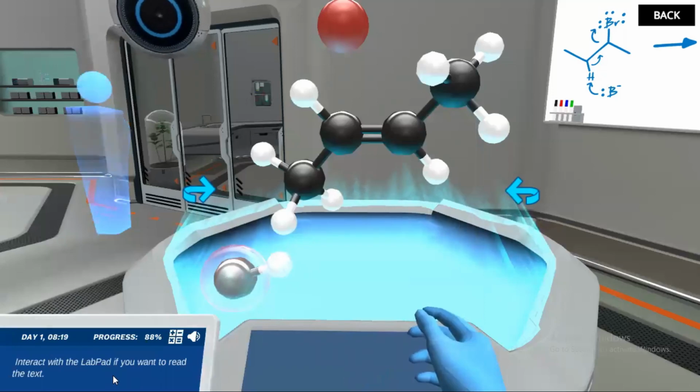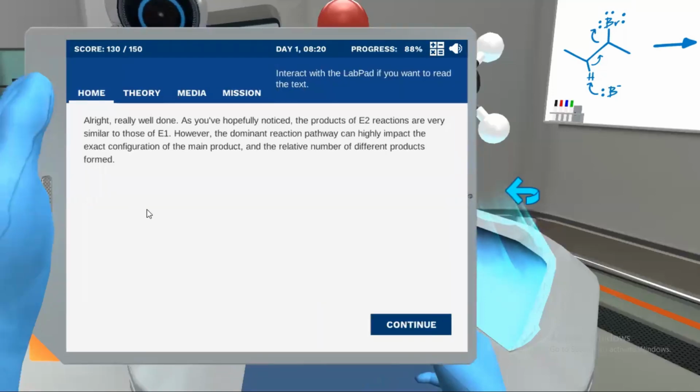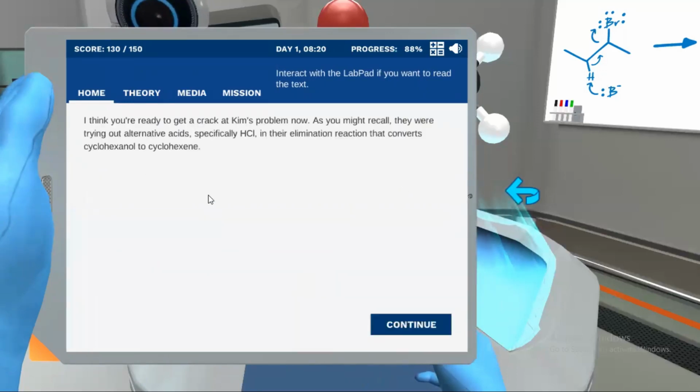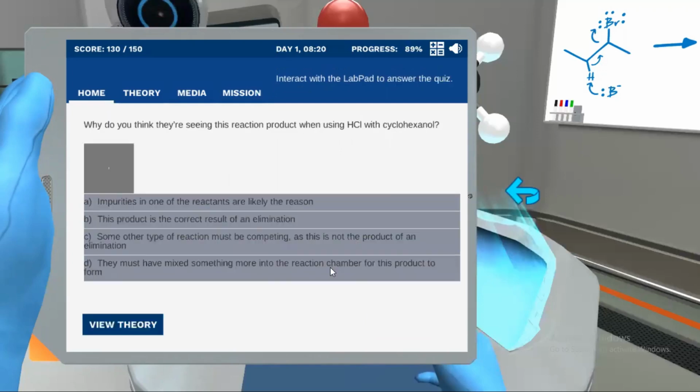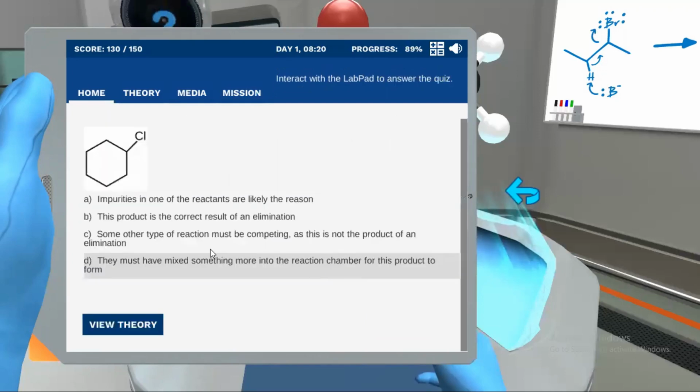As you've hopefully noticed, the products of E2 reactions are very similar to those of E1. However, the dominant reaction pathway can highly impact the exact configuration of the main product, and the relative number of different products formed. I think you're ready to get a crack at Kim's problem now. As you might recall, they were trying out alternative acids, specifically hydrochloric acid, in their elimination reaction that converts cyclohexanol to cyclohexene. Why do you think they're seeing this reaction product when using hydrochloric acid with cyclohexanol?